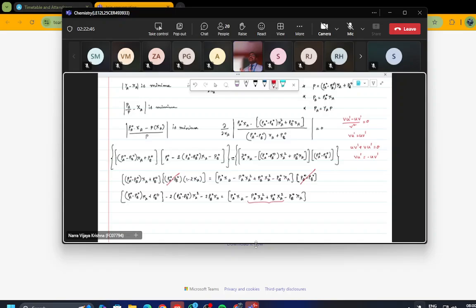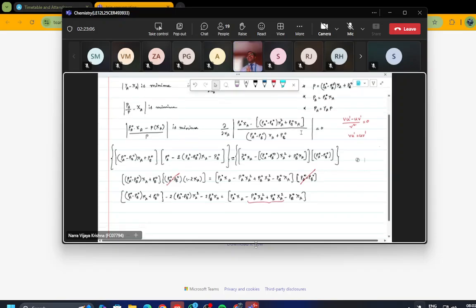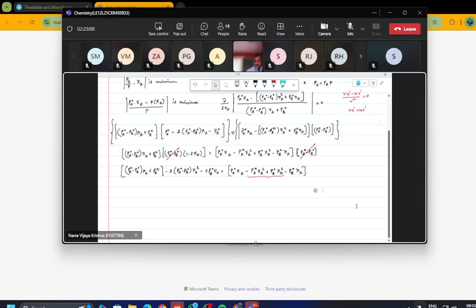Any questions? You have to find the minima. Minima means the slope of the curve becomes 0. That's why I'm differentiating it. Clear?